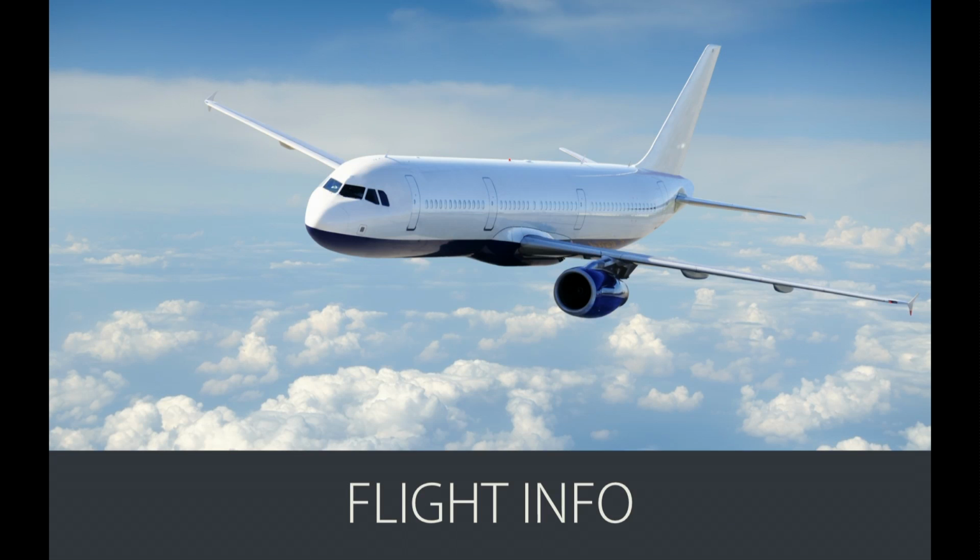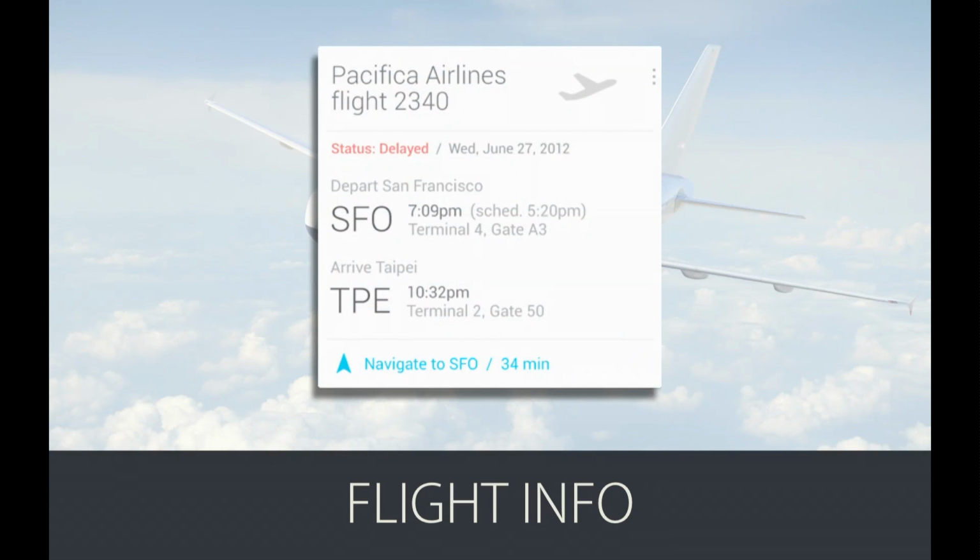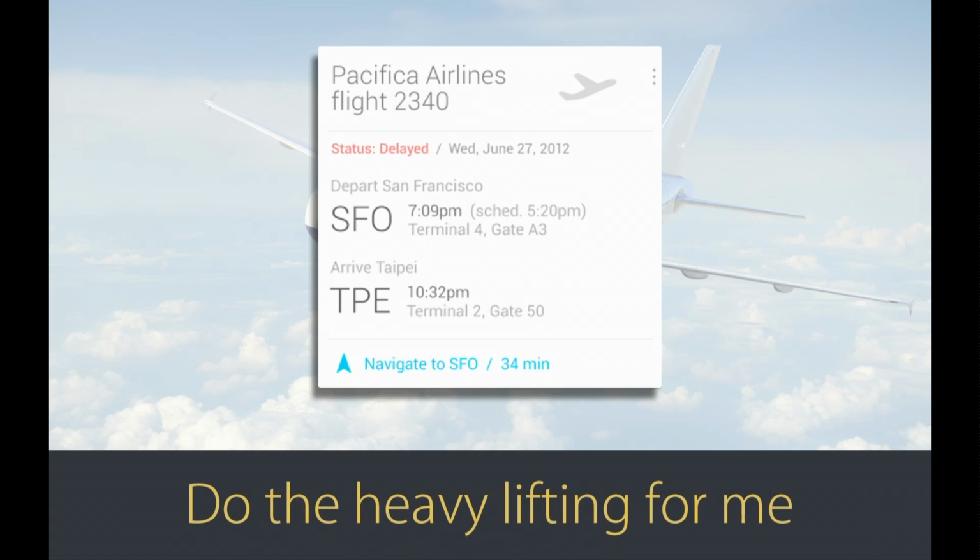For example, flying abroad can be a big production. And Google now finds ways to make it a little bit easier for you. It will let you know if your flight is delayed and will give you time maybe for an early dinner. Good example for do the heavy lifting for me.